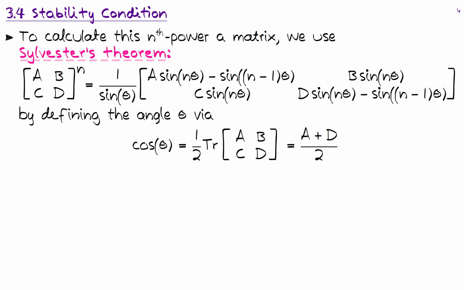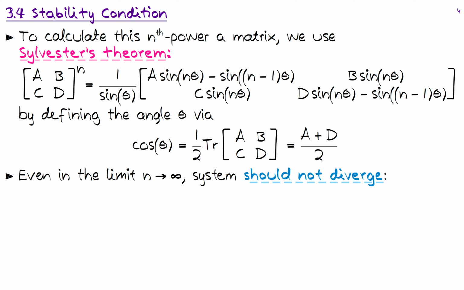If you're really interested, I recommend that you Google about this, or these days chat with an AI, and hopefully you will get the right answer, or at least a believable answer. You will see that you can apply Sylvester's theorem in this case to calculate the nth power of a matrix. In the limit of n approaching infinity, the system should not diverge. This is what we physically require for a stable cavity configuration, and this is the requirement we need for the cavity to actually be stable.